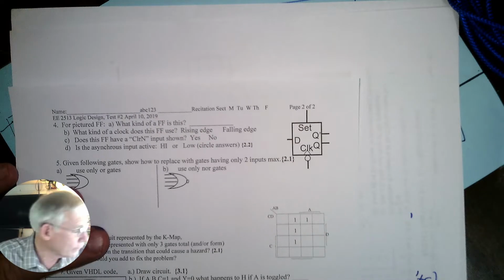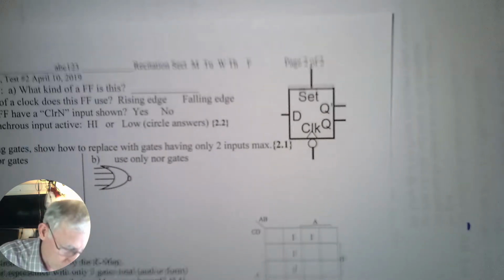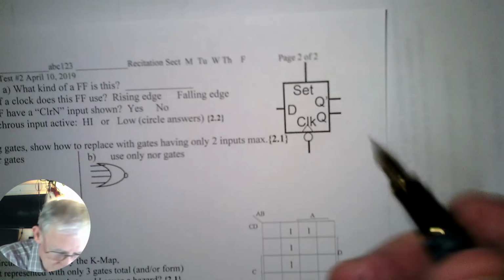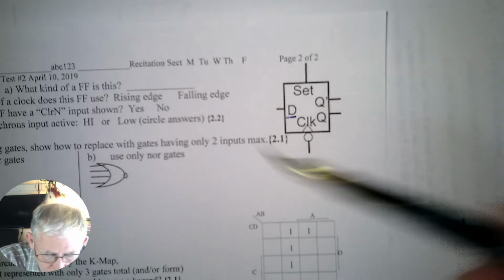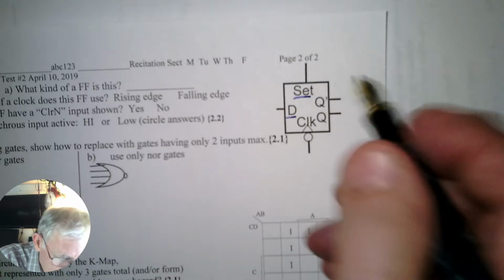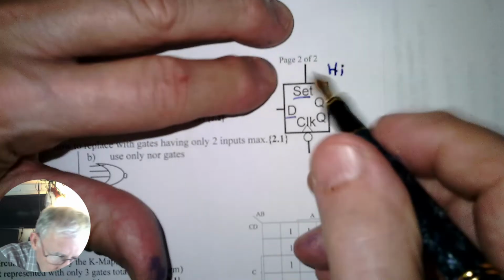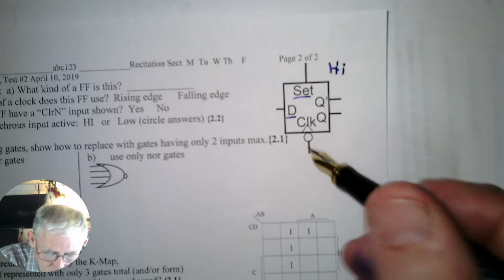All right, moving on. Okay, we have here a, let me blow this up a little bit. Okay, that's a little better. Okay, what kind of flip-flop? Well, it's pretty obvious. It's a D flip-flop. And does it have an asynchronous input? Yes, it's got a set. Is the set active high or low? Well, since there's no bubble, it's active high. So when it's 1, the set's asserted. When it's 0, the set's not having any effect at all, and we're dependent on the clock.